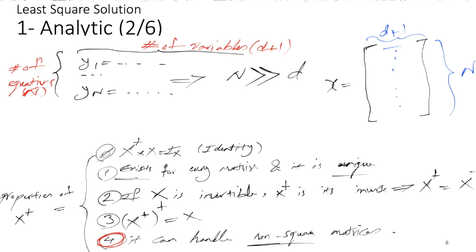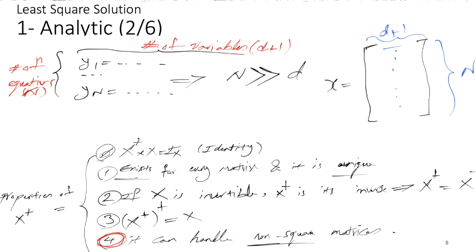Another interesting property for x dagger is that if you take the pseudo-inverse of your pseudo-inverse, it becomes your x as well. And the fourth one, which is the most important one that we are interested in for linear regression, is that it can handle non-square matrices, which is normally the case for us. Again, there are many other properties and preconditions, but that was just the gist of those. If you want to have a look, you can refer to your statistics textbook.